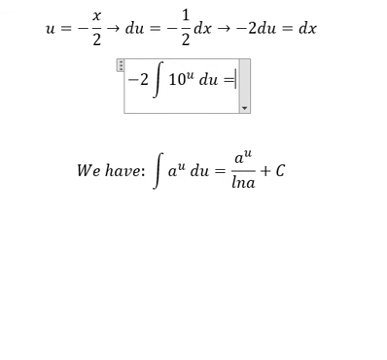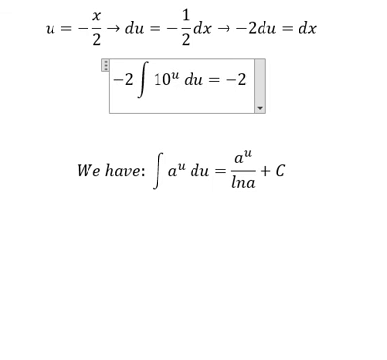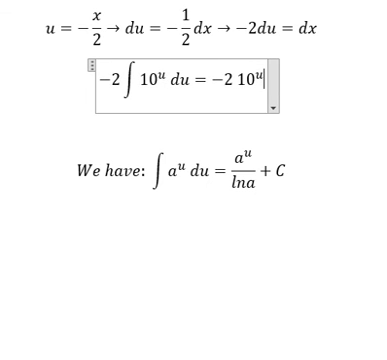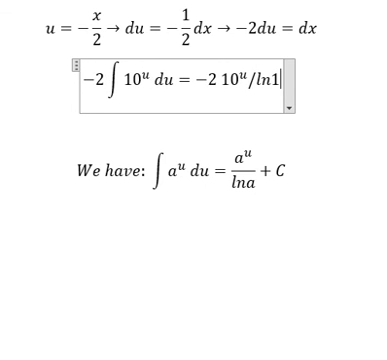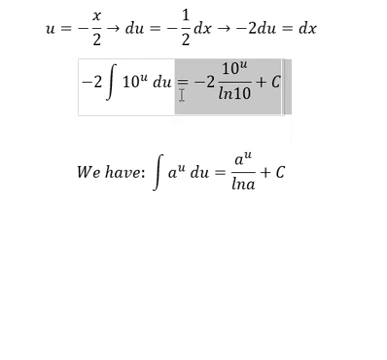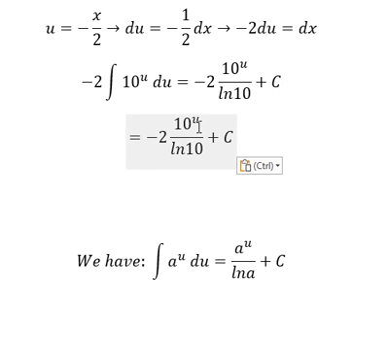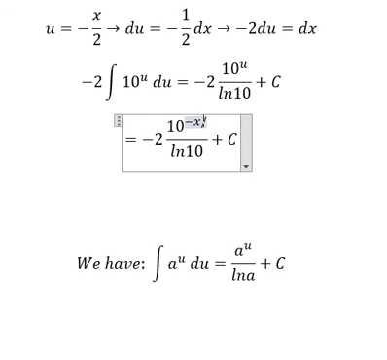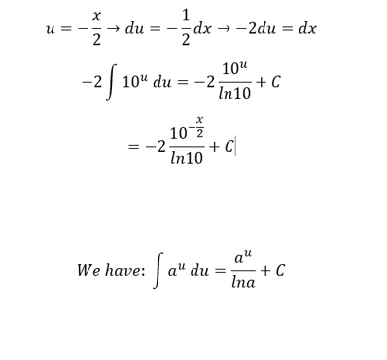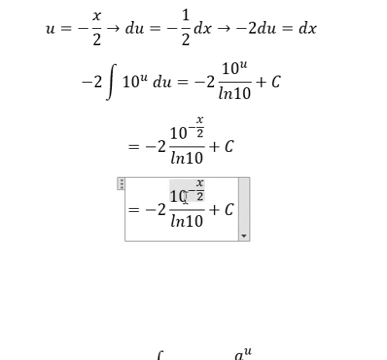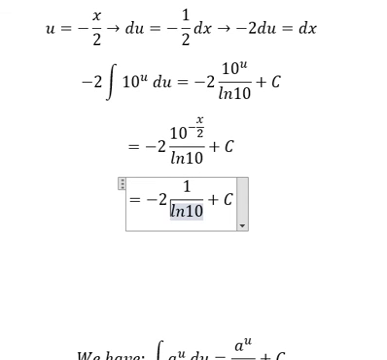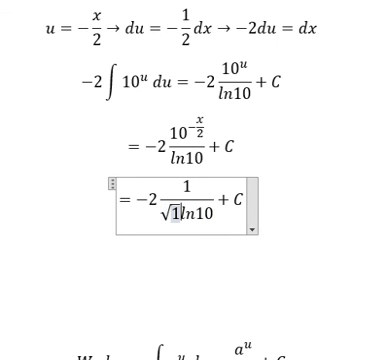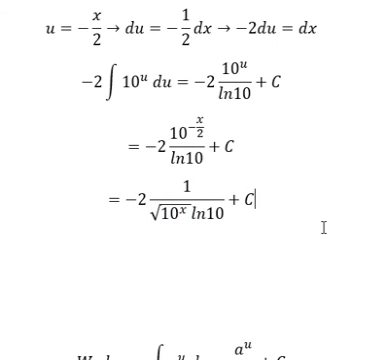Now we have the formula in here. About u, that is negative s over 2. Or we can put this one like this. And this is the final answer.